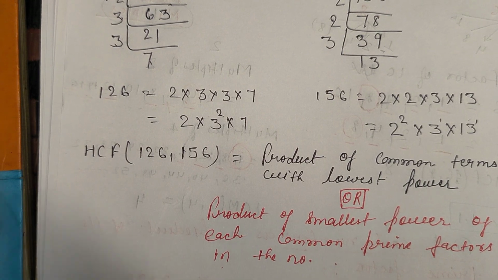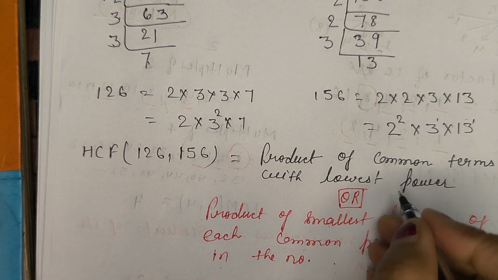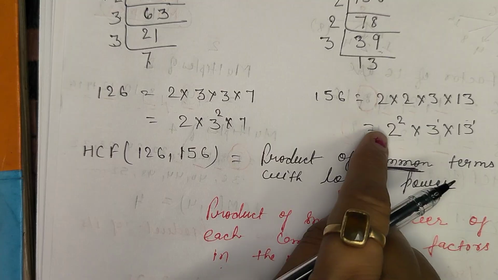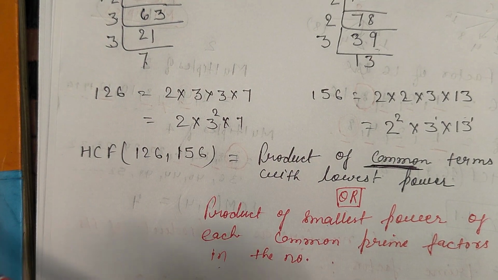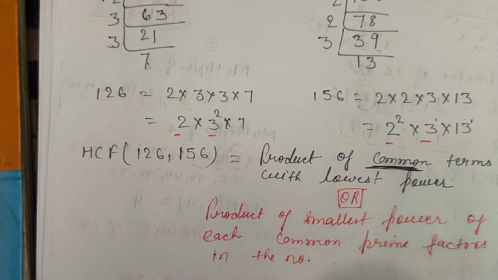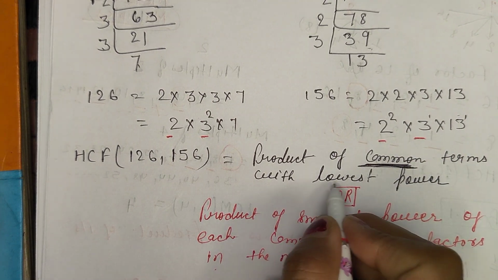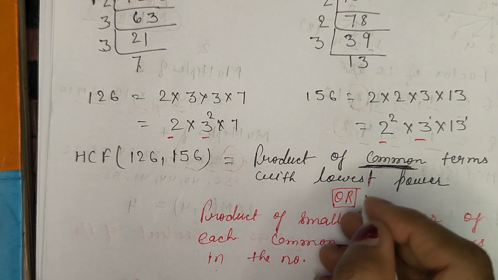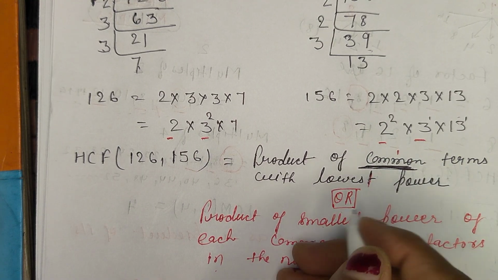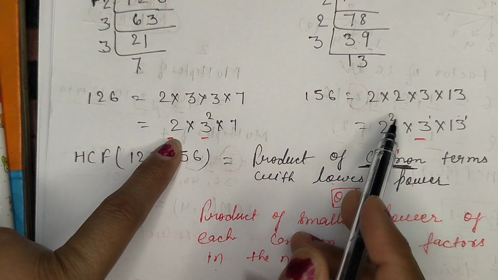This is the true statement, the basic rule of the prime factorization method. The rule says common. First we choose what is common in both numbers. Common are 2 and 3. 7 and 13 are not common. So the common terms, lowest power. First we find the common prime factors, and second we take the lowest power.